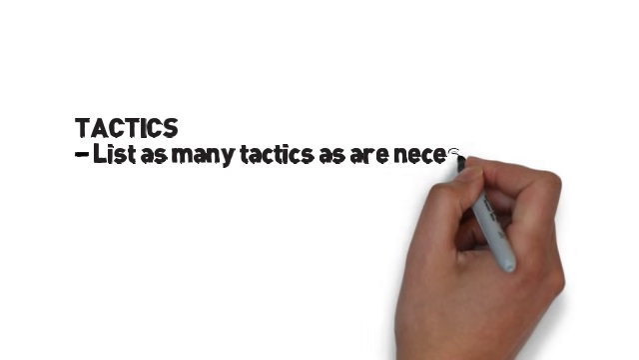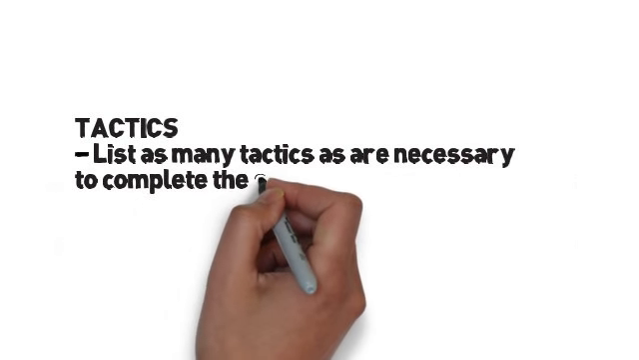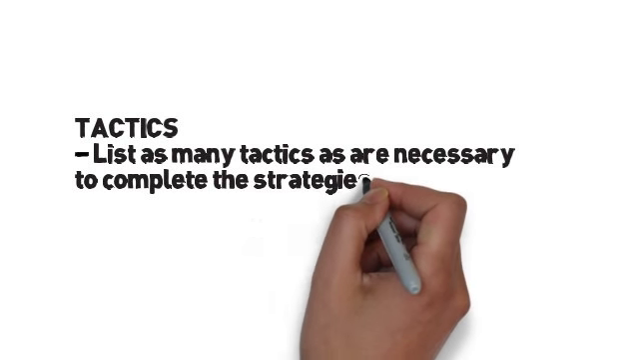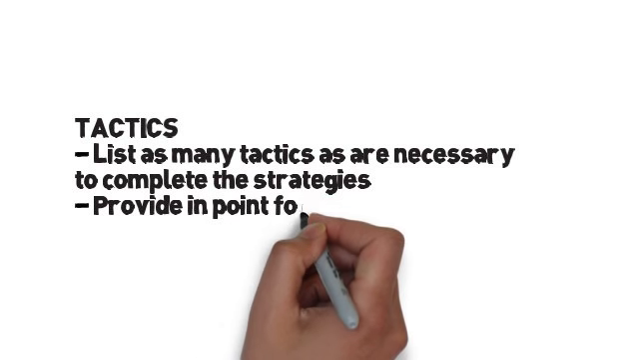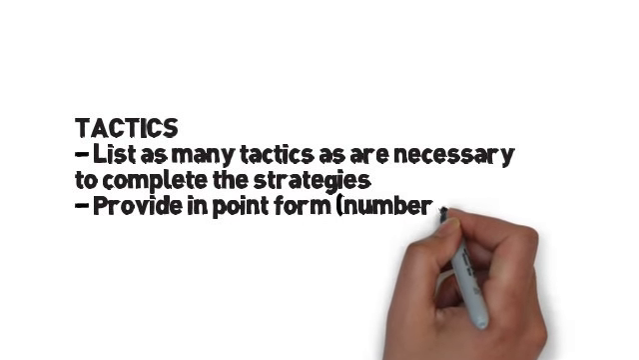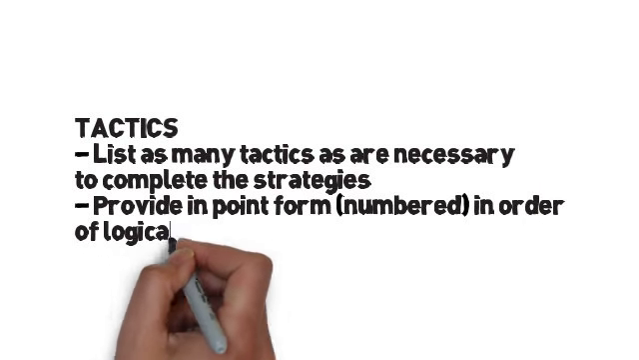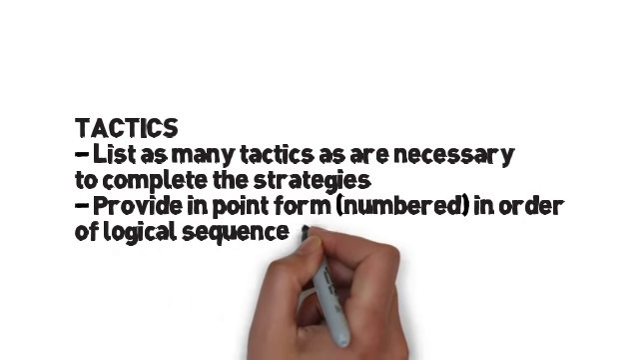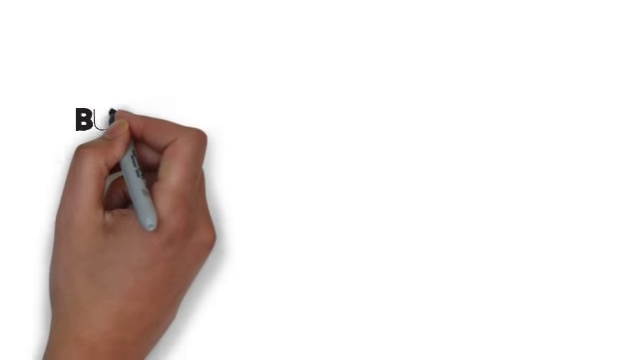The tactics then are the building blocks to execute those strategies. List as many as you see feasible. Exhaust yourself thinking about what types of things are going to go into making up these strategies. As many as necessary. Put them in logical, chronological, or sequential order. Point form, short sentences, numbered if possible, so that they're easily transferable over to your Gantt chart in the implementation plan, which we're going to see just a little bit later.